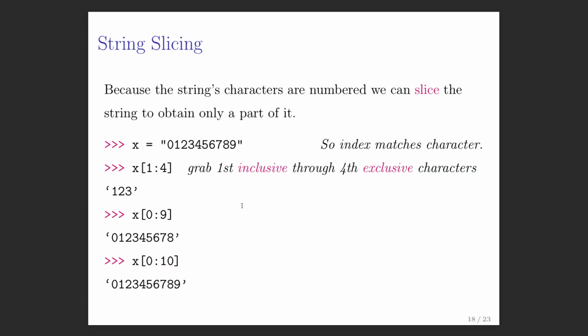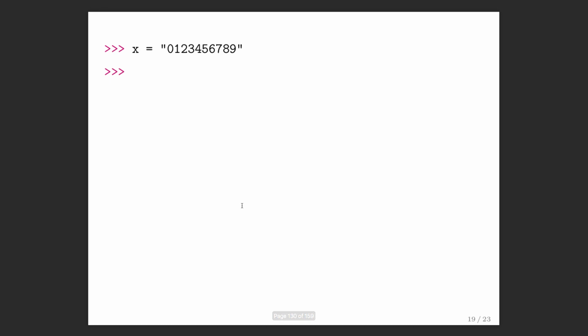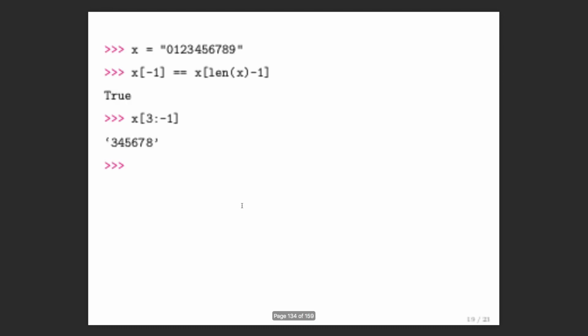So we get this. But again, since we have negative indexing, this is not the way we should do it. We should do it this way. Here's my string again, and is the last position equal to the position at the length of x minus 1? Yes, it is. So, what will this print? This is the third position to the last position, excluding the last position. 3 to 8.